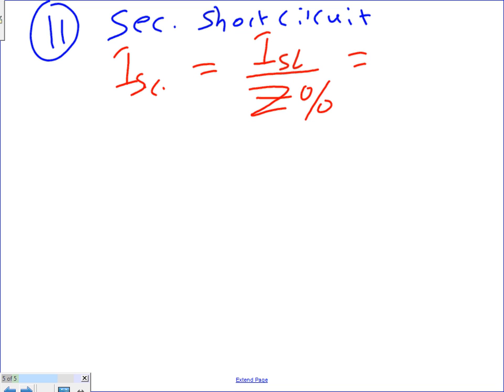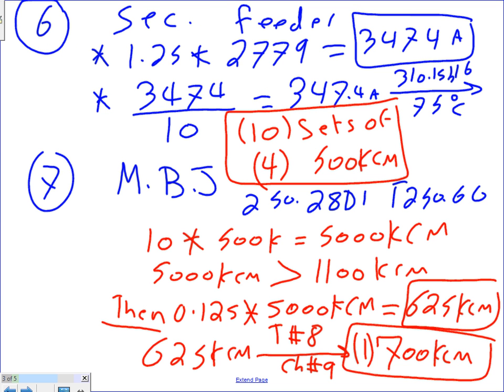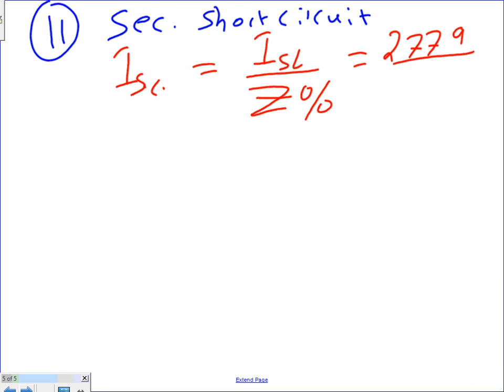We just calculated that one. What was the secondary again? Not the adjusted, the raw. Before you multiply by 1.25, what was it? It was 2779. So a 2 and a 7 and a 7 and a 9 divided by the impedance. For this transformer, it's given as 0.04, which is 4%, on the nameplate.